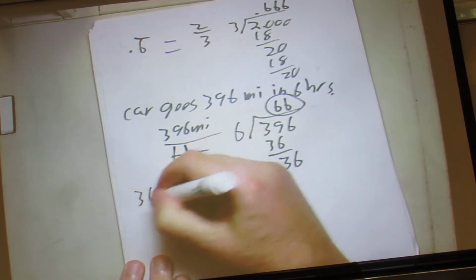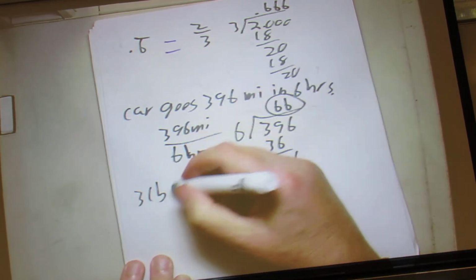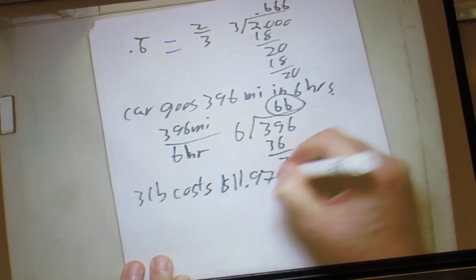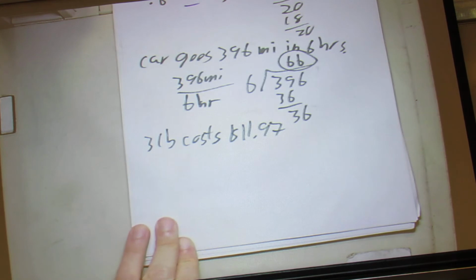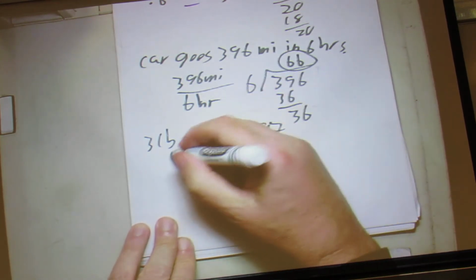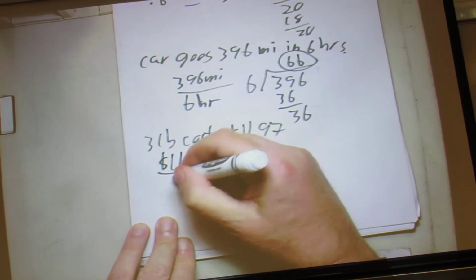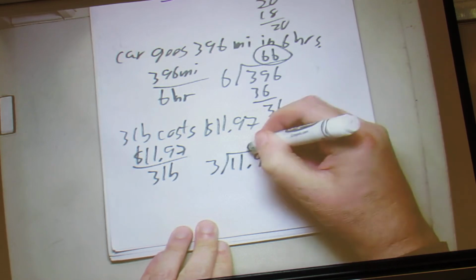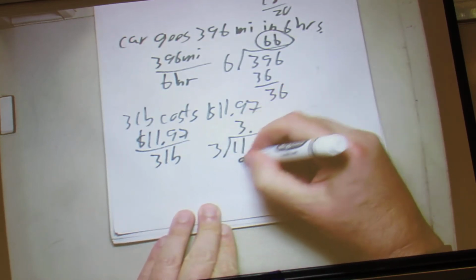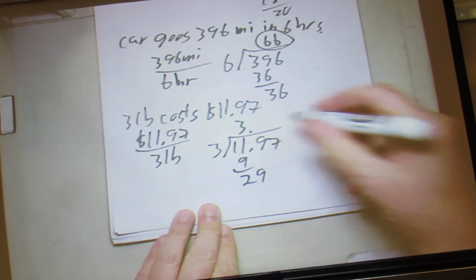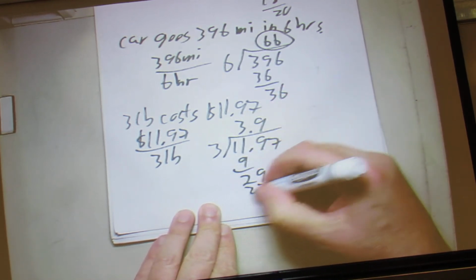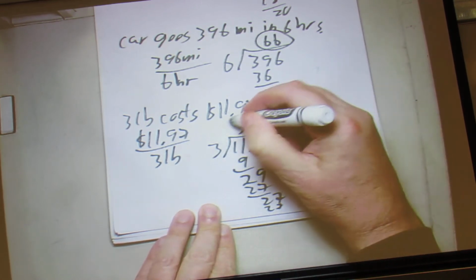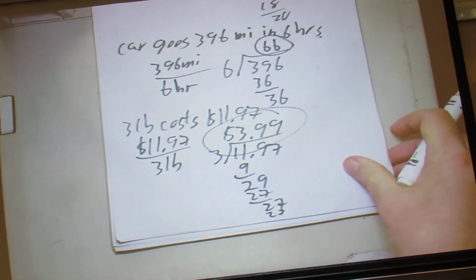Then we have 3 pounds of chocolate costs 11.97. How much is it per pound? So we're just going to divide 11.97 per 3 pounds, and it's 3 into 11.97. 3 goes into 11 3 times. 3 goes into 29 9 times. And 3 goes into 27 9 times with 0 remainder. So it's $3.99 per pound.